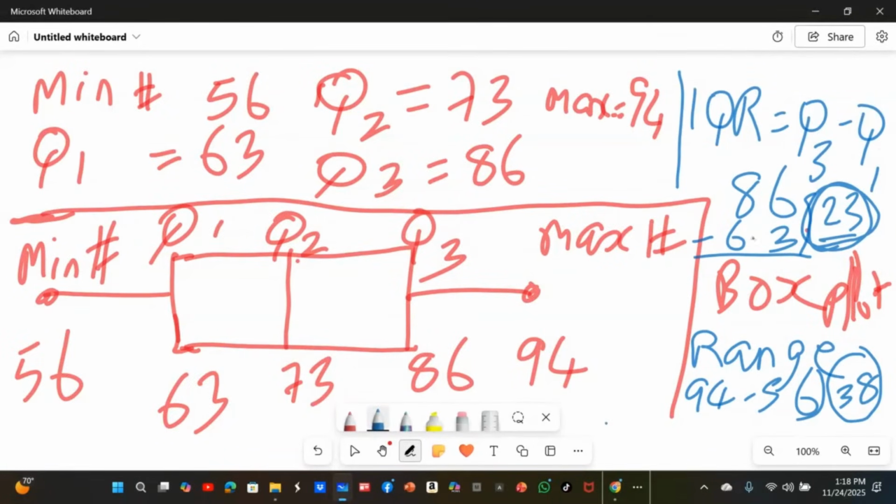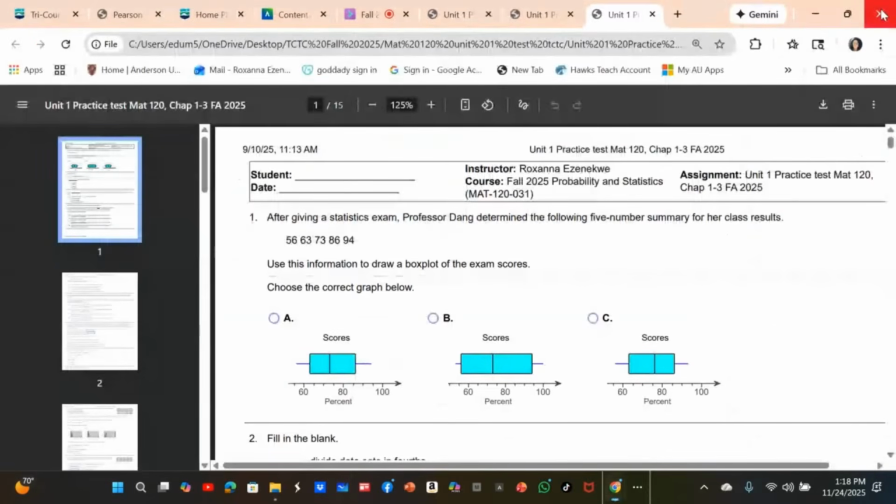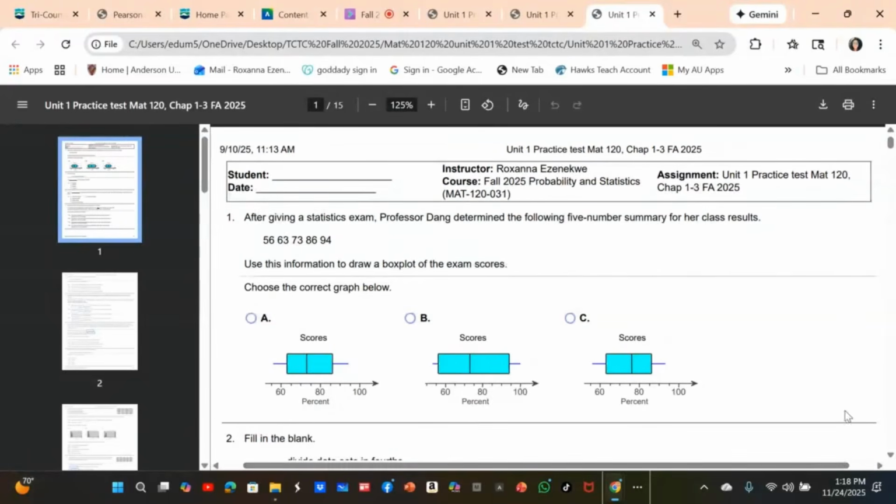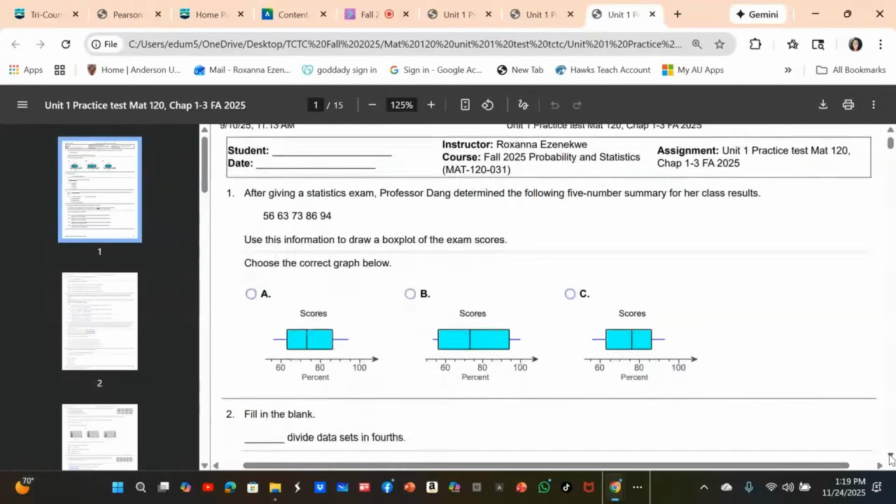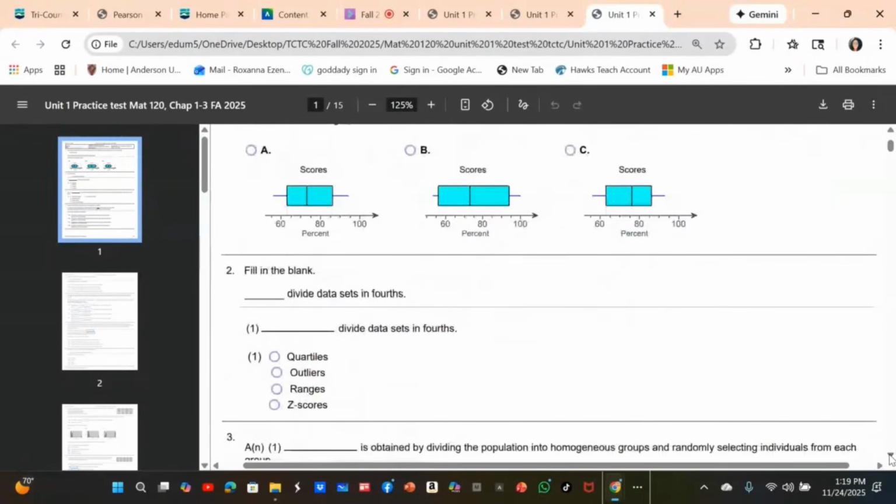So that is number 1 question in that Unit 1 practice test. If you look at the diagram and you are not liking what you're seeing, please draw your own box plot. Make sure you place everything where it's supposed to be. And by the way, in your tests, you will be asked to find the interquartile range. You will also be told to find the range. So make sure you know.